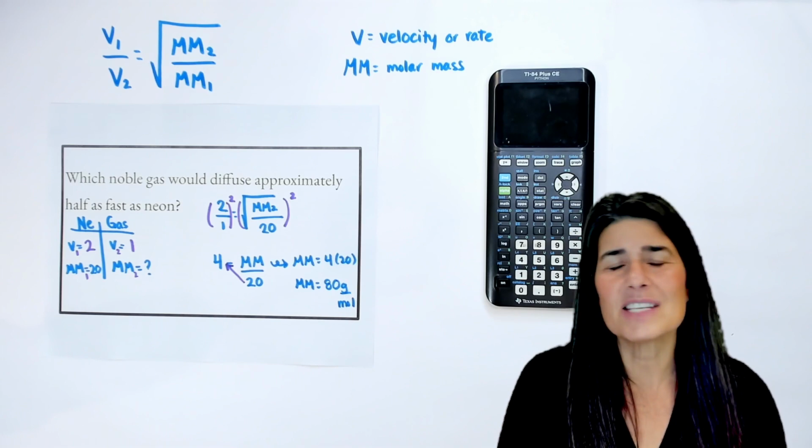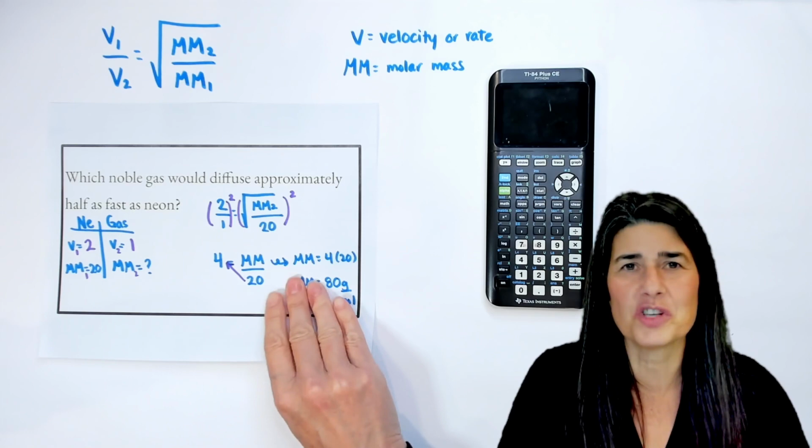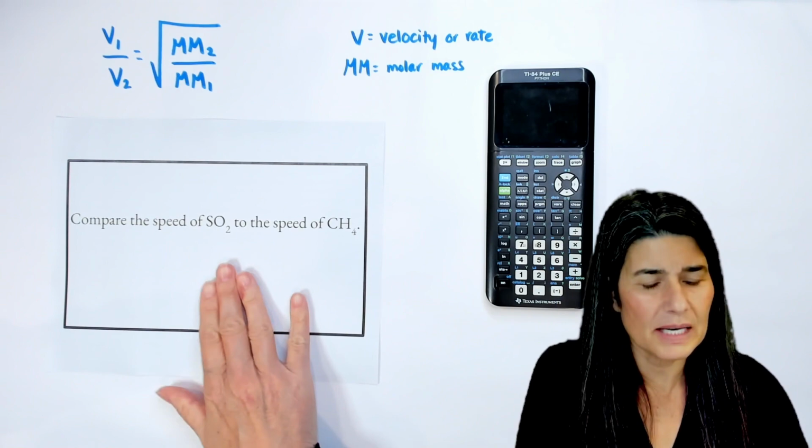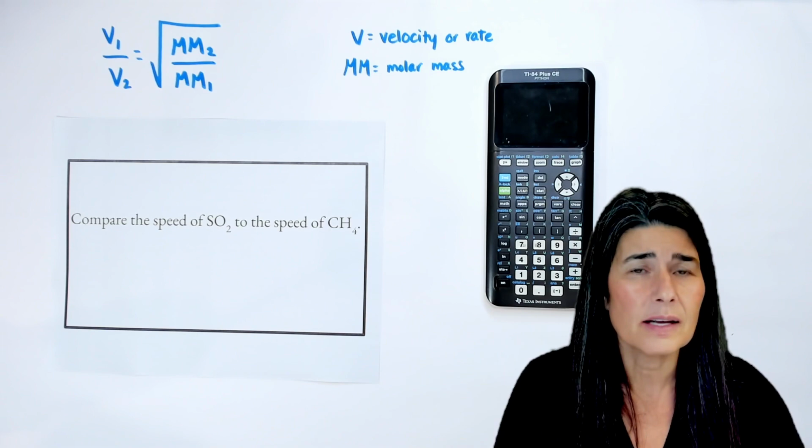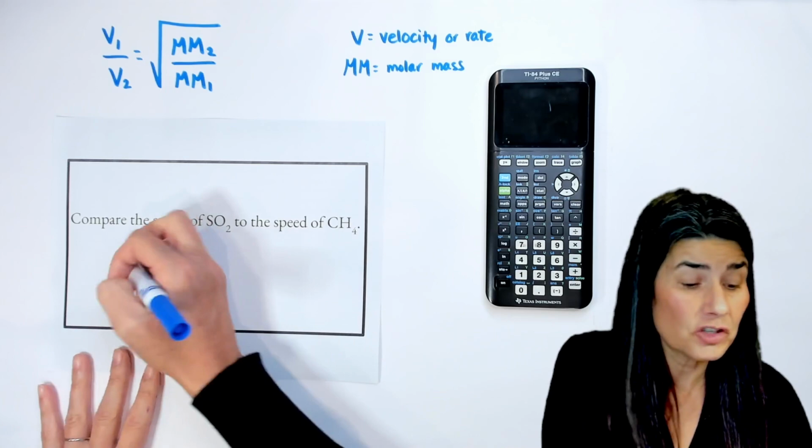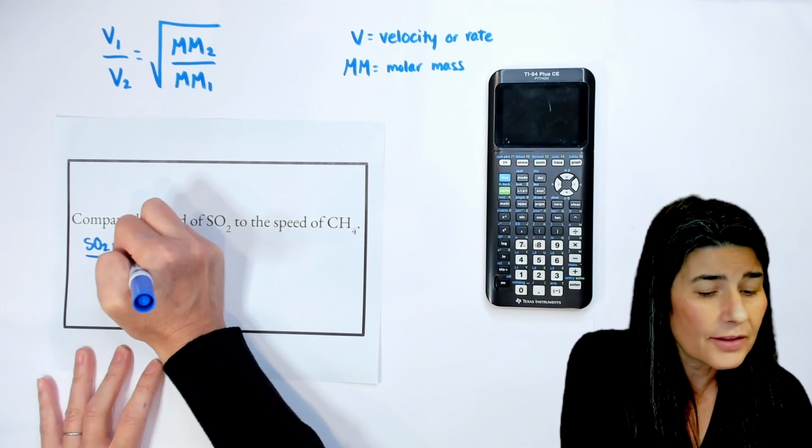Let's look at another example just to brush off those cobwebs. This problem says, compare the speed of sulfur dioxide to the speed of methane, CH4. Okay, so how do we compare speeds? Well, let's make a T chart. We have two gases. One of them is SO2, the other is methane.